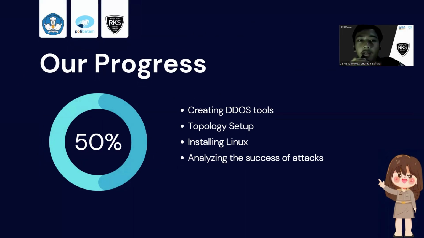Our progress for now is 50%, which covers creating DDoS tools, building a topology setup, installing Linux, and analyzing the success of the attack.